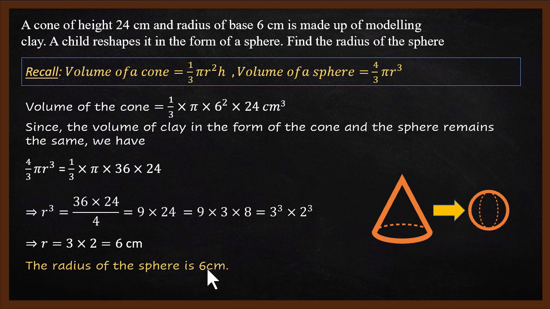So to solve these kind of problems, we need to remember that the volume of the clay doesn't change when you go from one shape to another shape. When you go from cone to sphere, it doesn't change. And then we just use the cone volume formula and sphere volume formula, equate them to each other and find the radius of the sphere.